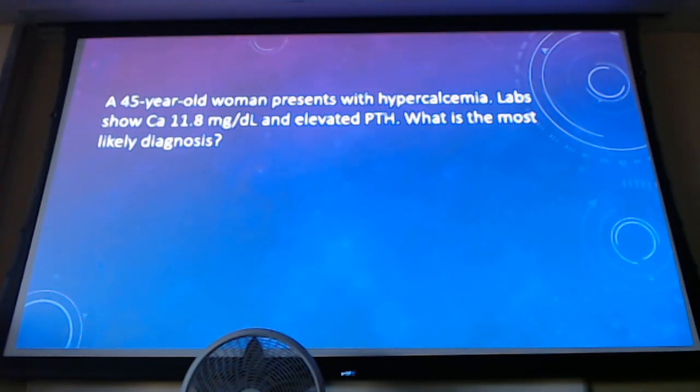So when you see a high calcium, cancer, parathyroid, and if you have an elevated PTH, is it primary or secondary? Primary, right? Secondary has a high calcium but low PTH.